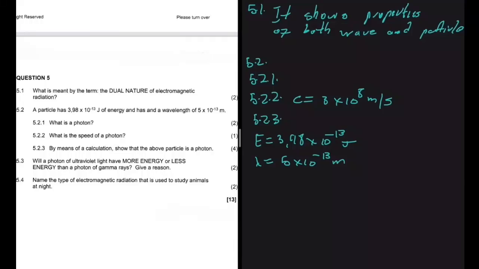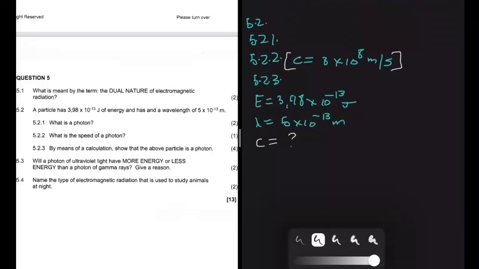How would you know that a particle is a photon? If it's traveling at a speed of 3 times 10 to the power 8 meters per second, you would know that that particle is a photon, right? Nothing travels at that speed except for photons, right? So you're looking for C in 5.2.3. If you can prove that C is equal to 3 times 10 to the power 8 meters per second, then beyond reasonable doubt, we would know that that particle is a photon, right? So let's go ahead and see what we can do here.